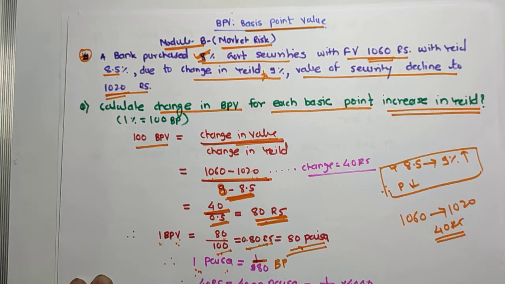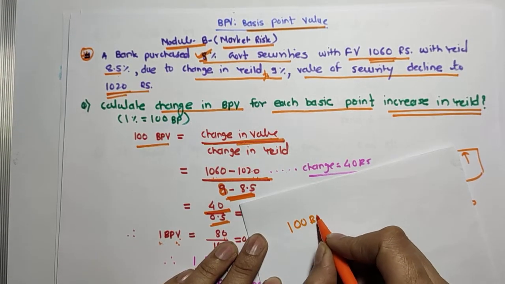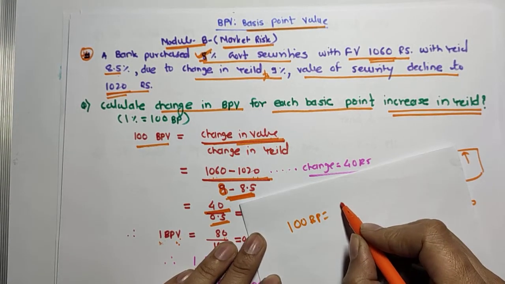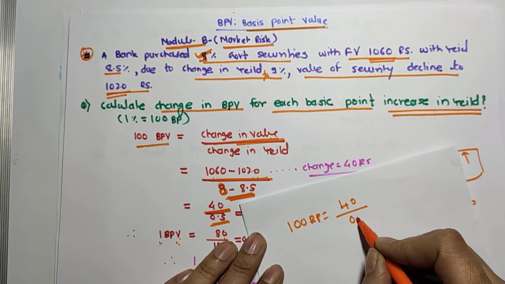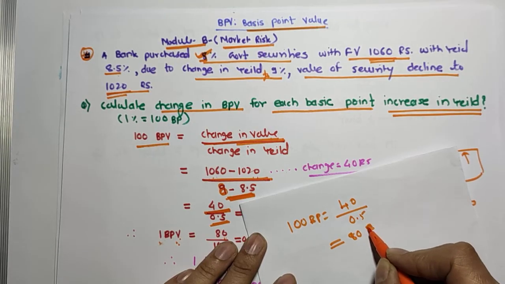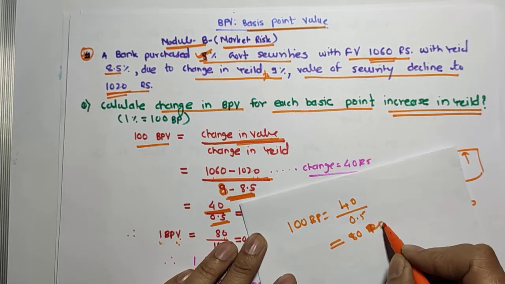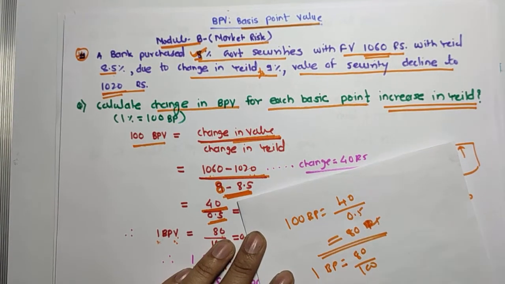So friends, in this way you can easily solve. Just remember how to do it simply: for 100 basis points, what is the change in value? The change in value is 40 rupees. What is the change in yield? It is 0.5. So for 100 basis points you will get 80 rupees change, right? So for 1 basis point it will become 80 upon 100, right?